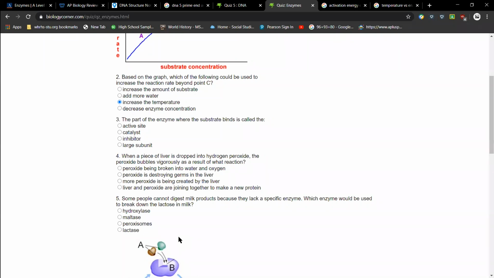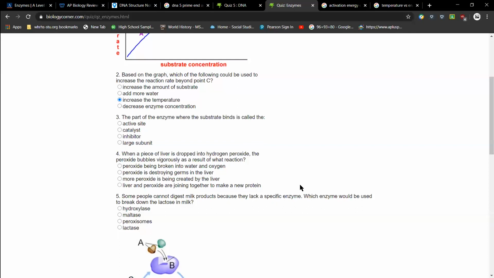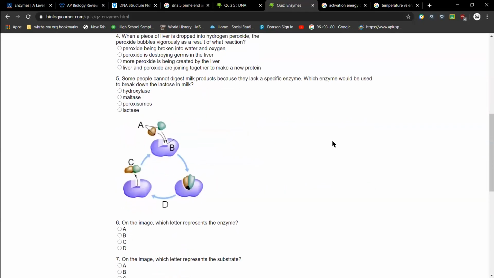When a piece of liver is dropped into hydrogen peroxide, you guys don't have to know this. This is talking about a specific enzymatic reaction. So we can do five, though. Some people cannot digest milk products because they lack a specific enzyme. Which enzyme would be used to break down the lactose in milk?